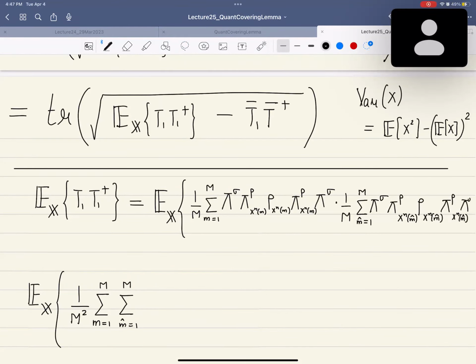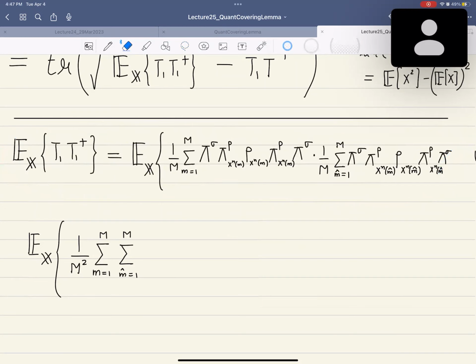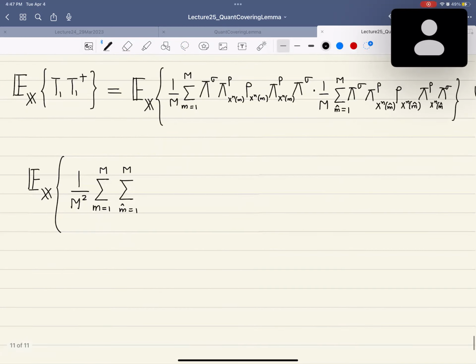Pi sigma. This is the beast. So I'm going to write this beast like this: pi rho pi sigma, pi, rho xn of m, pi rho, xn of m, pi sigma.